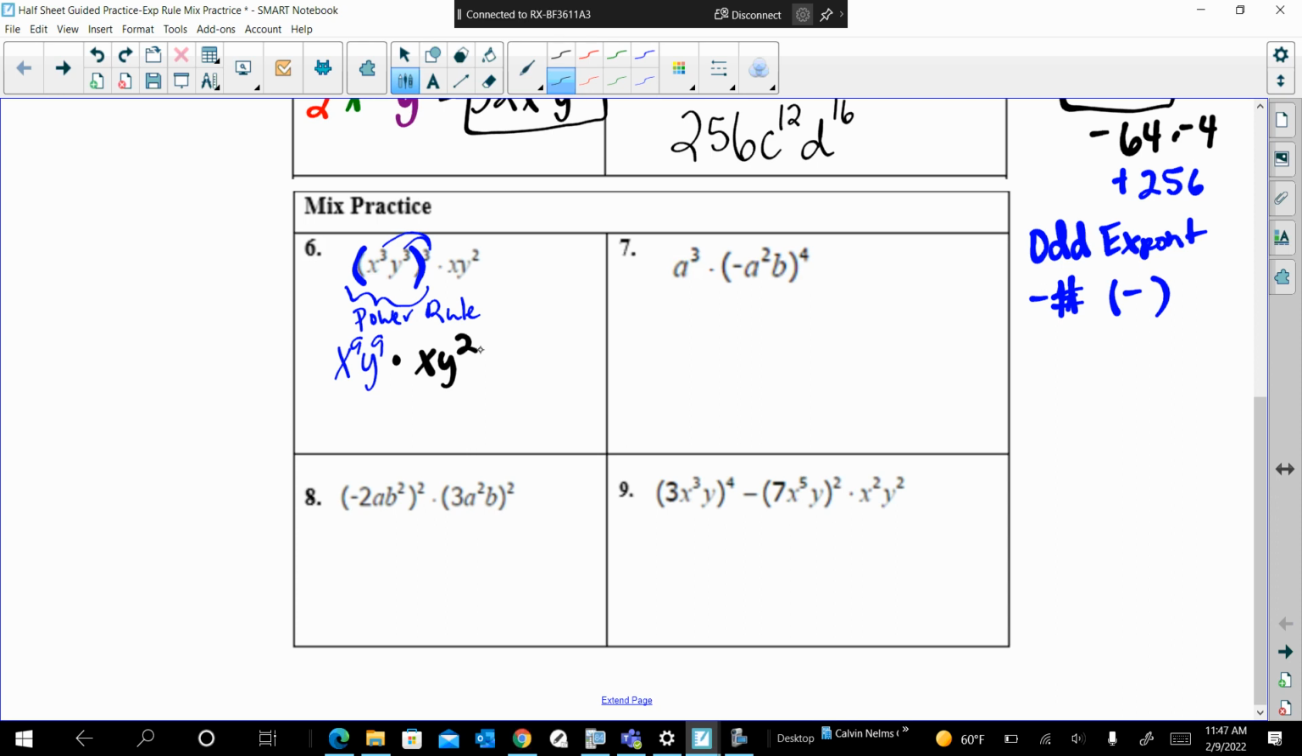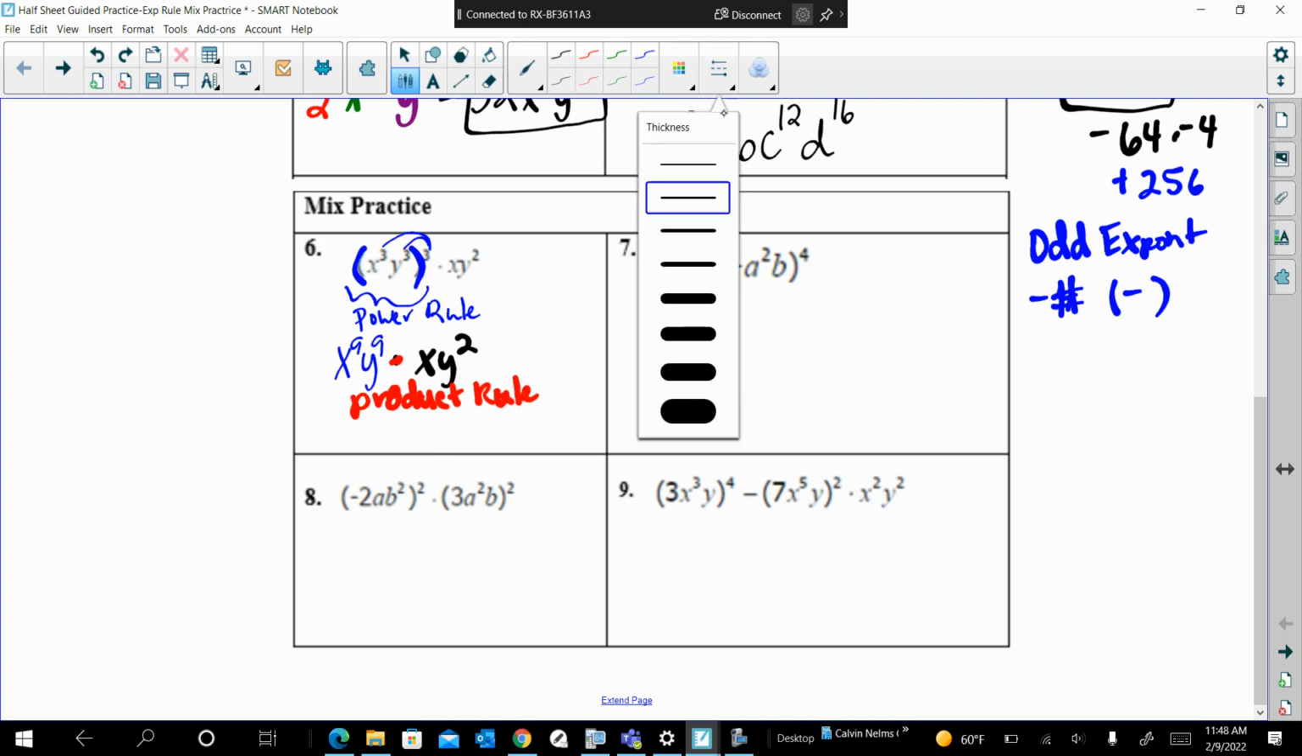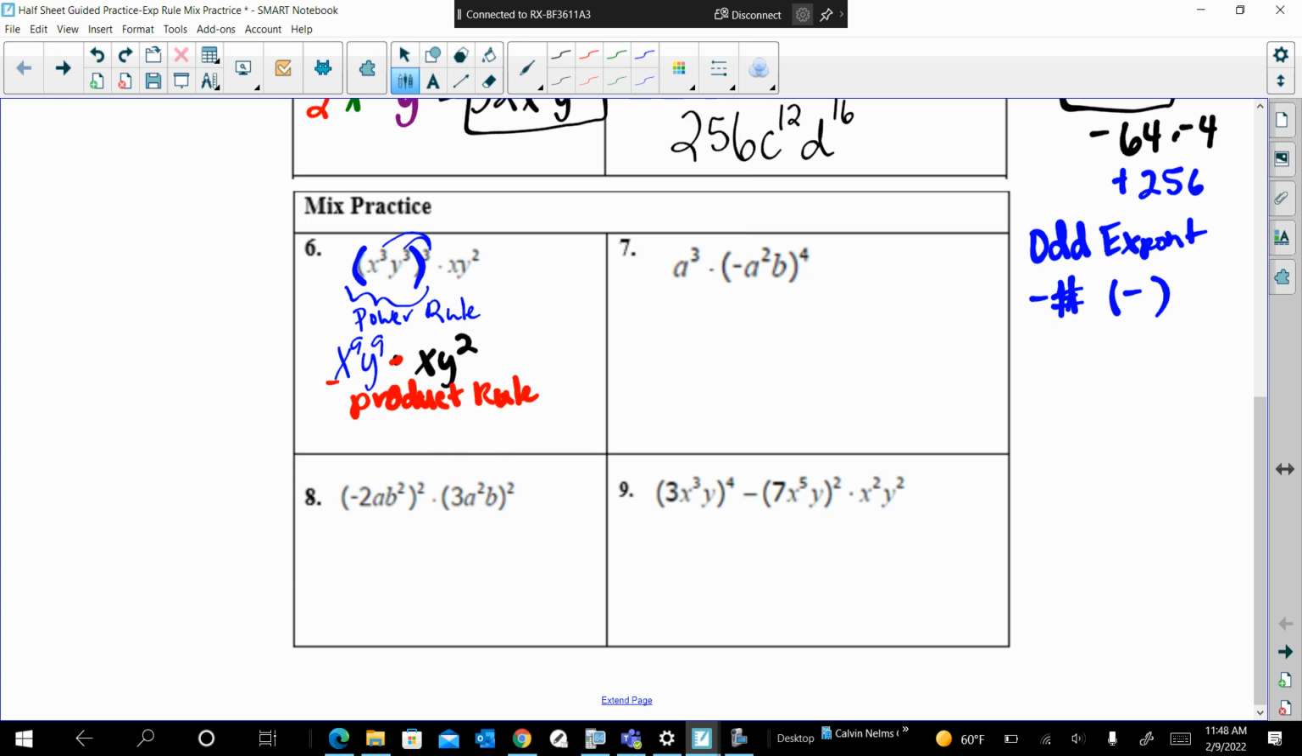Now, because you're doing multiplication right here, this is the product rule. So we're going to add the exponents. If I add the exponents for my x's, what am I going to have a total of? Yep, x to the 10th power. And then if I add my y's, that's going to be to the 11th power. And that's the final answer.